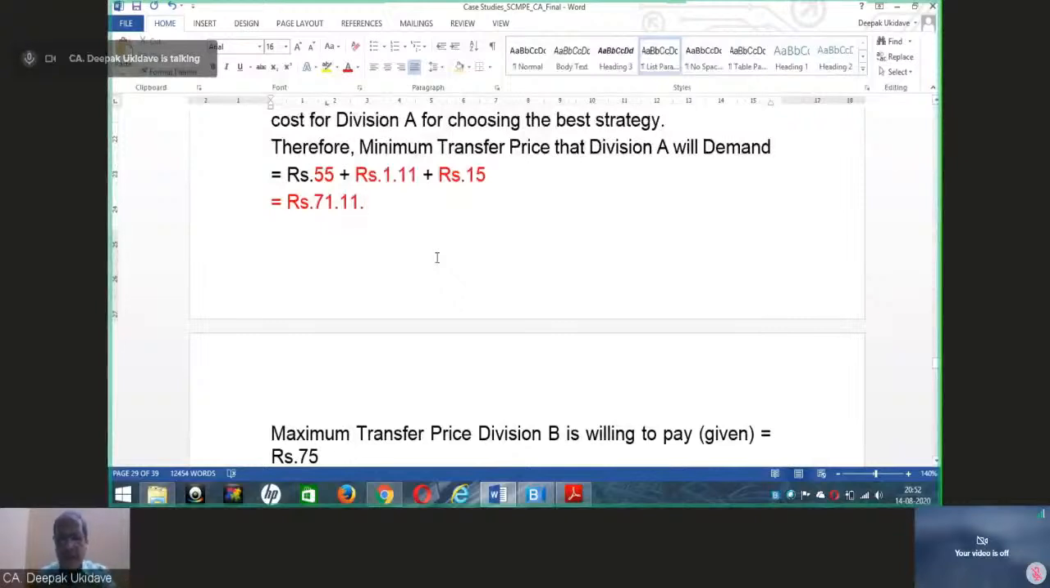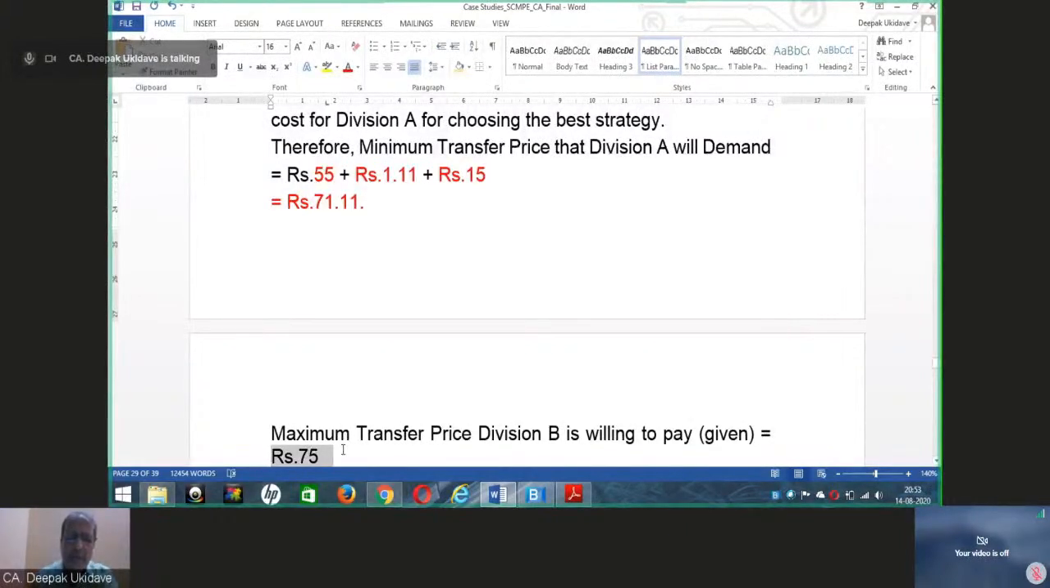And the maximum transfer price which division B is willing to pay, that is given in the question, 75. Division B ने कभी मना किया ही नहीं. Division B हमेशा बोलते रहे we will pay 75 rupees per unit provided you cater to our requirement fully. No partial fulfillment of our requirement. 100% fulfillment of our requirement. देना है तो पूरे 45,000 units दे दो. We are ready to pay you a higher sum, 75 rupees. So anyway, they have mentally reconciled that the maximum transfer price which they are willing to pay is 75.